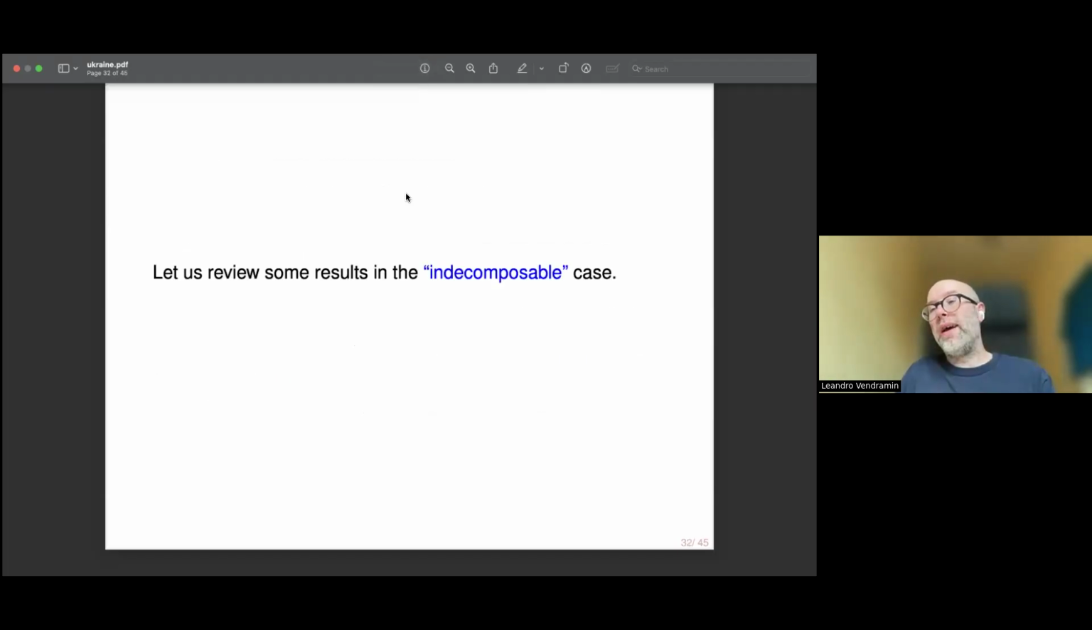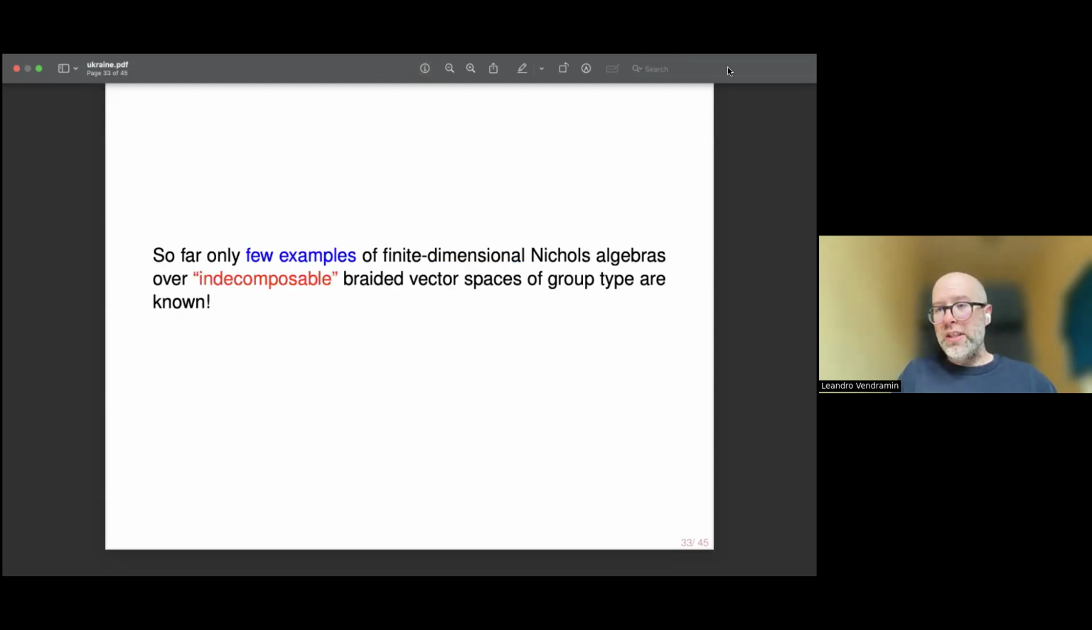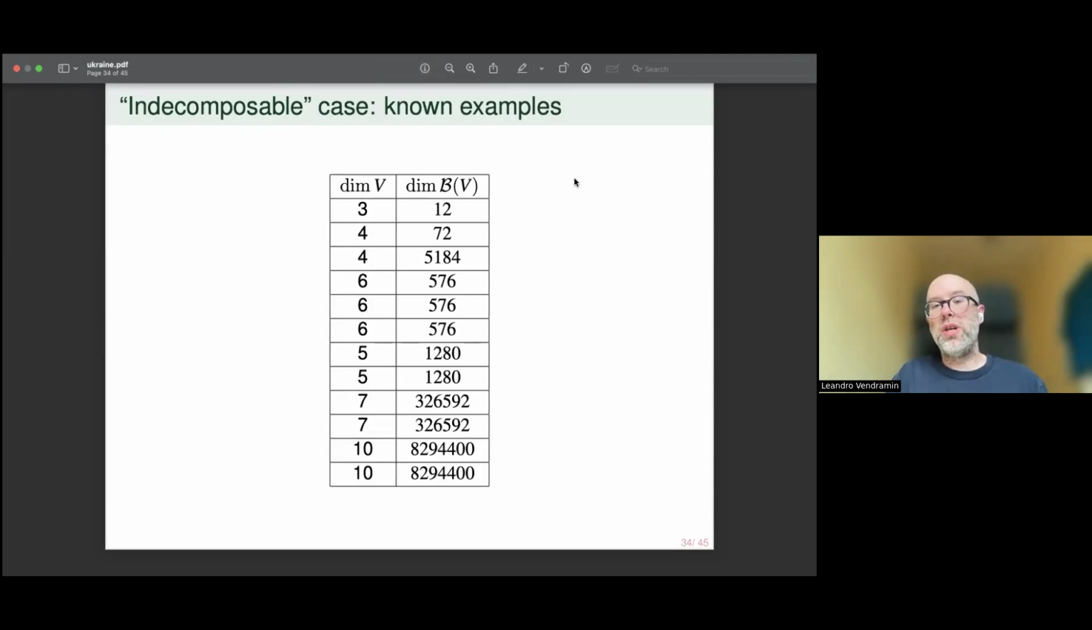Now, let's go to the open case, the indecomposable case. What is this? The point here is that we know only a very small list of finite dimensional examples. This is the whole point here. This is the full list of examples we know. Here I'm just listing the dimension of V and the dimension of the Nichols algebra of V. But of course, I could tell you which is the Yetter-Drinfeld module, or over which group you can realize it. For example, the last two are realized over the symmetric group S5. All the others are over smaller groups.